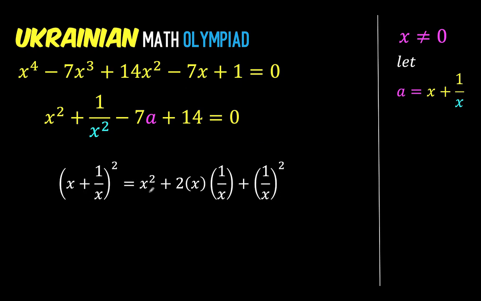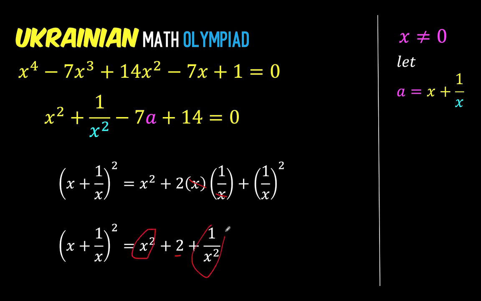So simplifying, we copy x squared. 2 times x times 1 over x gives us 2, which is now this middle term. And of course, the square of 1 over x can also be written as 1 over x squared. Why are we doing this? Notice that this x squared and this 1 over x squared are these 2 terms. There's just an extra constant of 2, but these 2 terms that are here are exactly these 2 terms at the bottom.